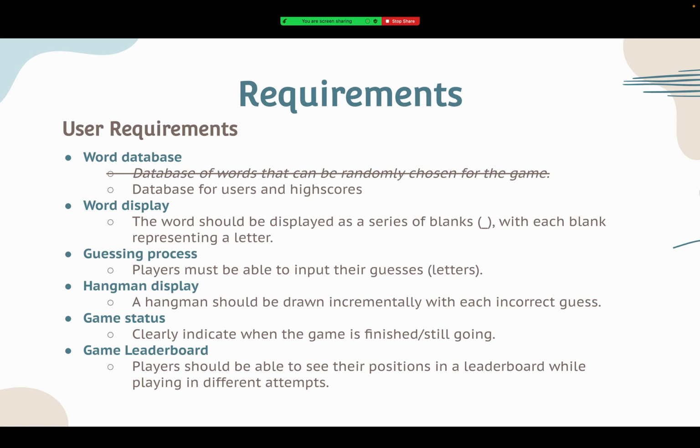These were the requirements that we made prior to, and we've pretty much just been modifying this throughout. So going in, we decided we were going to have a word database, a database of words that can be randomly chosen throughout the game, and we switched that to a database for users and high scores because we decided to go the route of using an API to generate the words. We decided we would need a word display, so somewhere to display the words, a guessing process, a hangman display, game status, and a game leaderboard.